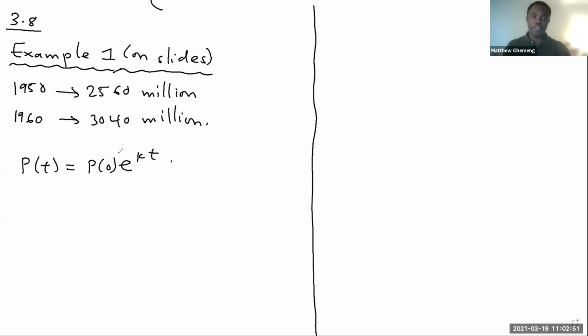So for the first part, let's try and identify the parameters that we are given and then solve for the ones we don't have yet. Now for this standard model, what you usually solve for is P of 0 and then k, which is called the relative growth rate under the population growth model, right? So for this one, we can set t equal to 0 in 1950, right?